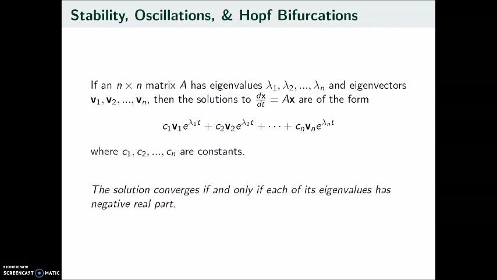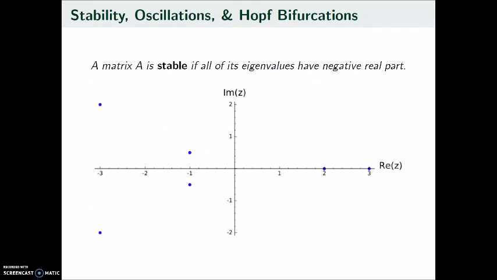So this solution is only going to converge if all of the eigenvalues, all of the exponents, are negative. Why all of them? Well, consider if you have some of them negative and some of them positive, then it'll converge in some directions, but it'll blow up in some other direction. So in that respect, it's not really converging. So this is where we get the definition of stability. So we say a matrix is stable if all of its eigenvalues have negative real part.